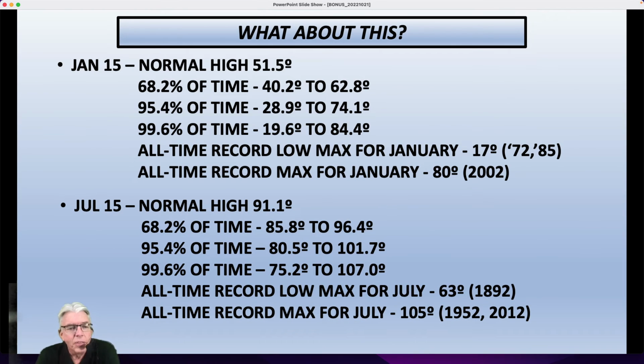Now, in summertime, the normal high is 91.1 on July 15th. That would imply that 68% of the time we're going to be between about 86 and 96, 95% of the time between 80 and 102, and 99.6% of the time between 75 and 107. Now, it is interesting to note that the all-time record low max for July is 63, set back in 1892. So that really is an anomaly compared to what the statistics would tell us. And then the all-time record max for July is 105, set in 1952 and 2012, and that's pretty close to the 107 that you see there associated with the 3 standard deviations.